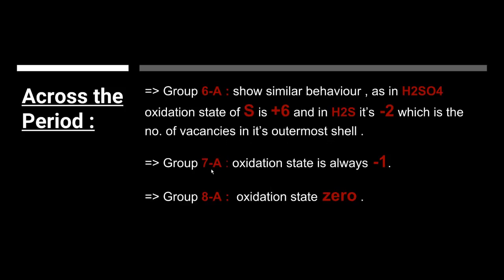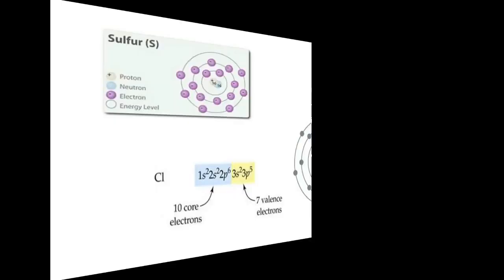For group 7A, which is the halogen family: fluorine, chlorine, bromine, iodine, and astatine, the oxidation state is always -1, which is the number of vacancies in the outermost shell. And for group 8A, which is the inert gases, the oxidation state is 0. It is also called the zero group elements. Usually they show zero oxidation state because there is no vacancy available in their outermost shell.